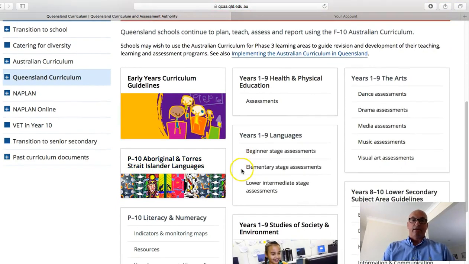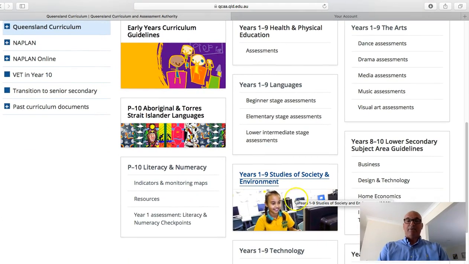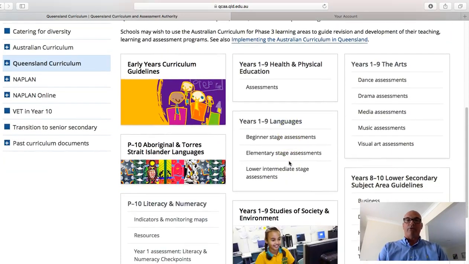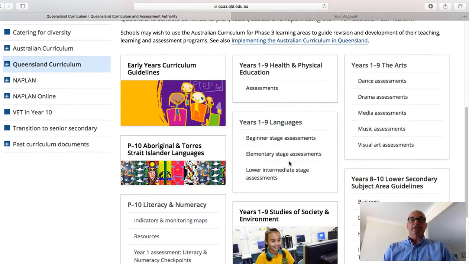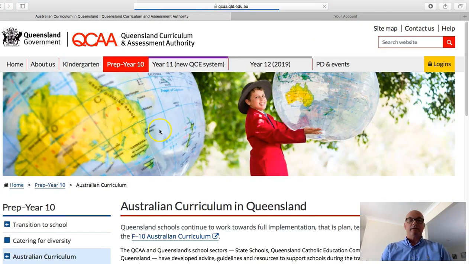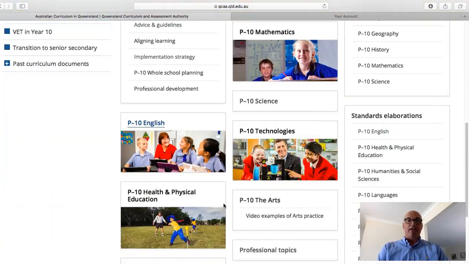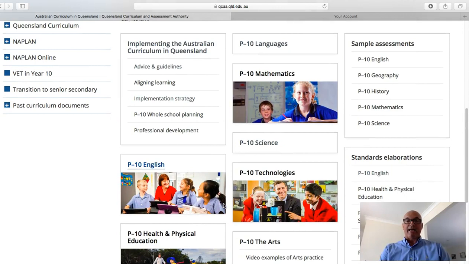You can see we have languages, we have health and PE, we have literacy and numeracy, studies in society and environment, which is the same as HASS. We have technology, etc. What we don't have on this screen is a link to mathematics, to English, or to science. So for those, we go over to the Australian curriculum link here, and that's the Australian curriculum in Queensland. And every learning area is in here as well.